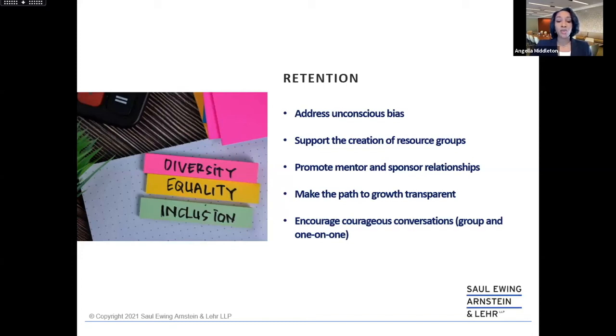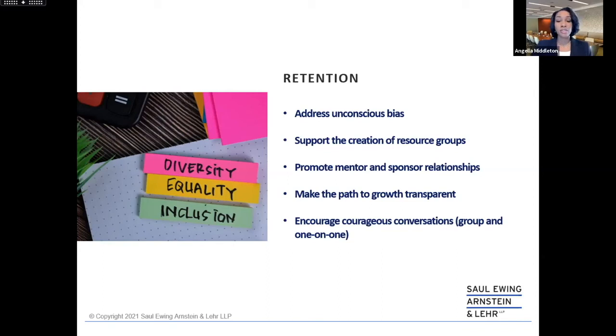Make the path to growth transparent. Make sure that everyone knows what opportunities are available and what competencies are needed to get to the next level. Additionally, you want to assess whether there are unwritten rules of advancement within the company. Diverse employees who are excluded, whether intentionally or unconsciously, from certain social networks within a company are most often the employees who will be unaware of those unwritten rules.